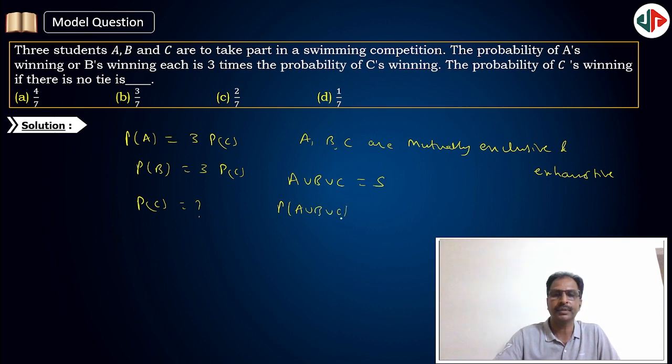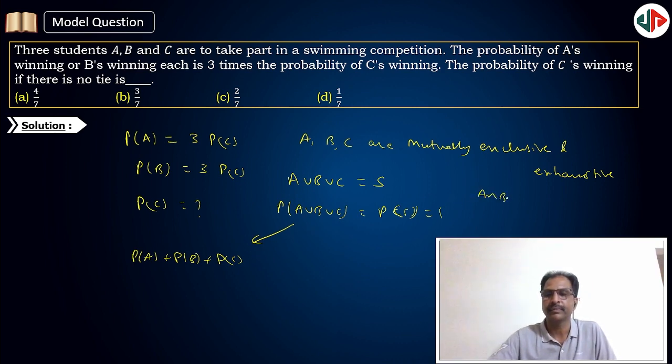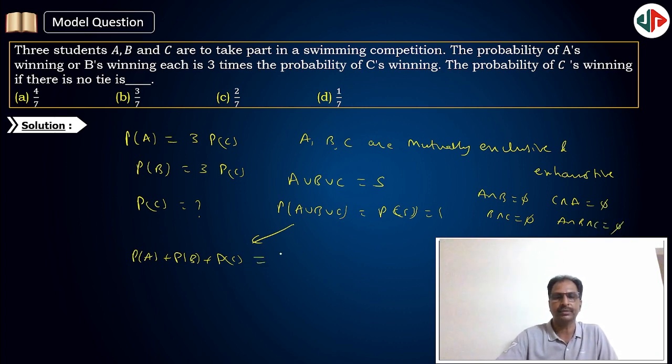So P of A union B union C is equal to P of S, which is equal to 1, the probability of the sample space. And the formula for P of A union B union C is P of A plus P of B plus P of C minus P of A intersection B, which is 0 because exclusive means A intersection B is the null set, B intersection C null set, C intersection A null set, A intersection B intersection C null set. So the remaining probabilities all become 0, so this will become 1.